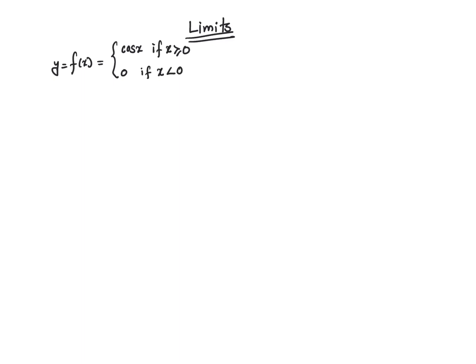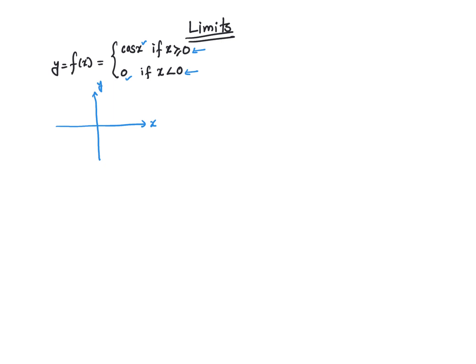In this video, I'm going to talk about limits of a function. In our case, the function is f of x is equal to 0 if x is less than 0, and f of x is equal to cosine of x if x is greater than or equal to 0. So let's sketch it and see what we get. This is how the function looks. This is your x and this is your y.